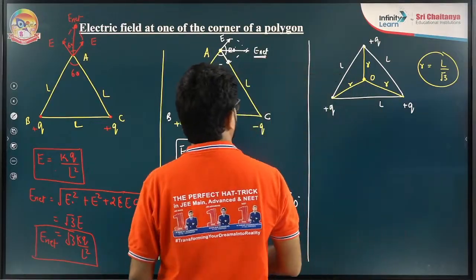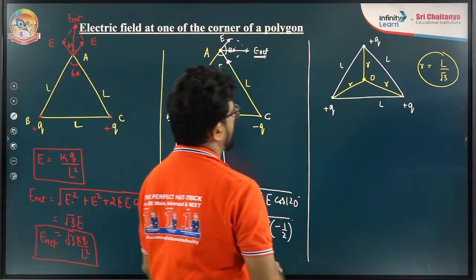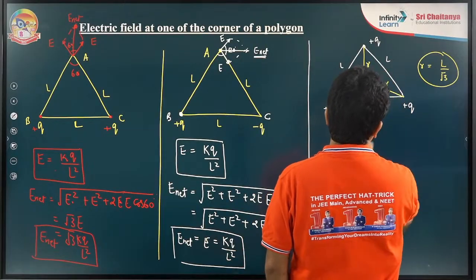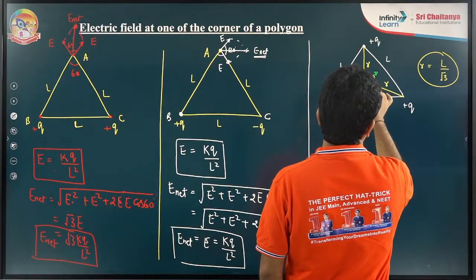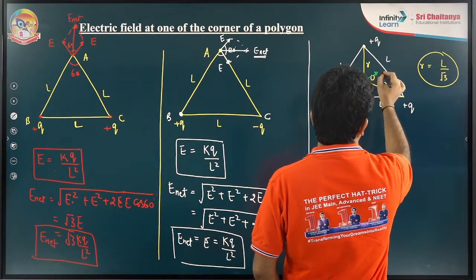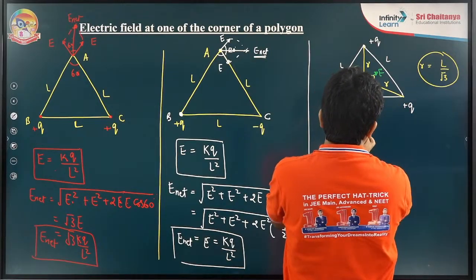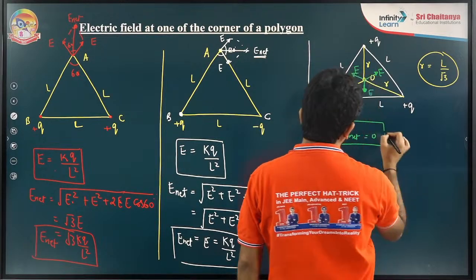The field at the O point would be very simple. There all field values are the same. Due to plus Q, that would be like this situation, and due to this plus Q, that would be like this situation, and due to this plus Q also like this situation. So they are balancing each other, so that would be 0. Net field would be 0. So E net is equal to 0.